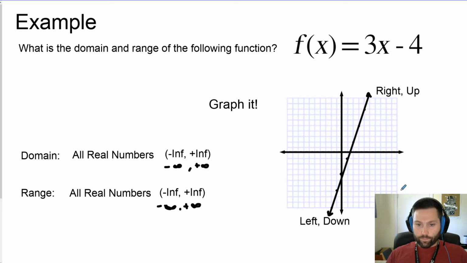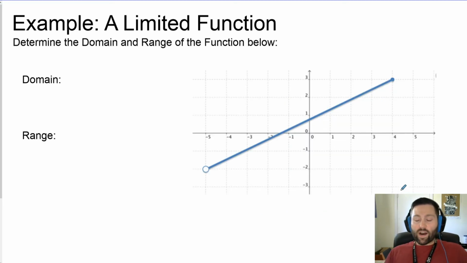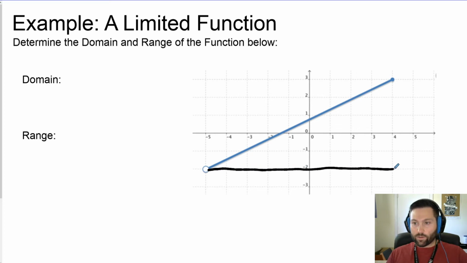All right, moving on. So if I have a more limited function here, a small portion of the graph, like it's very limited, determine the domain and range of the function below. To determine the domain, I'm going to want to go from here, this point on the end, and I want to go all the way over to here. So this is the horizontal distance covered by the function from -5 all the way to +4.